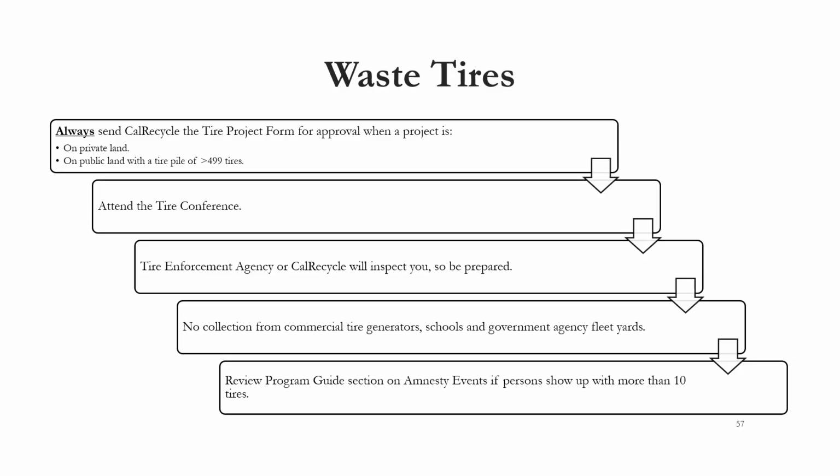What we are looking for there is tire shop owners that are trying to use this as an outlet to get rid of their tires, which again goes back to commercial tire generators. They cannot use amnesty events to do that. So if you have a homeowner that's not a tire shop owner and they brought in more, it's okay to accept those on that one time, but it's documented, and that information is sent to CalRecycle to track it, so that if they're doing it repeatedly, they will get a visit from CalRecycle to find out what's going on.